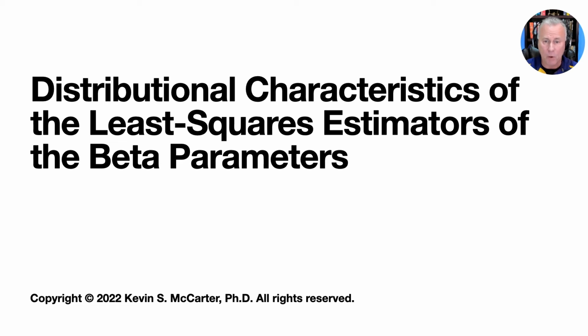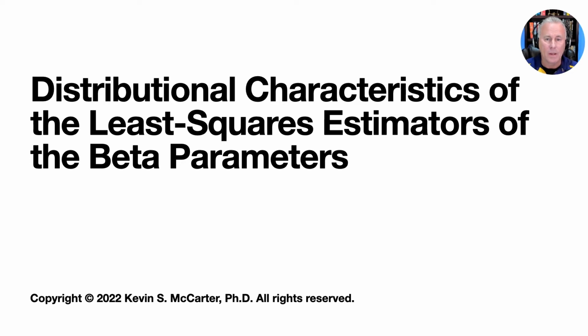Now that we've derived formulas for the least squares estimators of the beta parameters in the simple linear regression model, we're in a position to determine some important characteristics of their sampling distributions. This is important because in order to develop inference procedures for the beta parameters, we need information about how their least squares estimators behave as random variables, and that behavior is contained in the sampling distributions of those estimators.